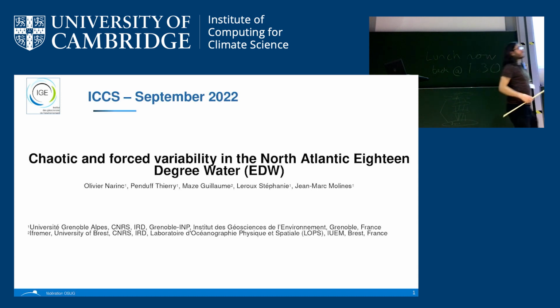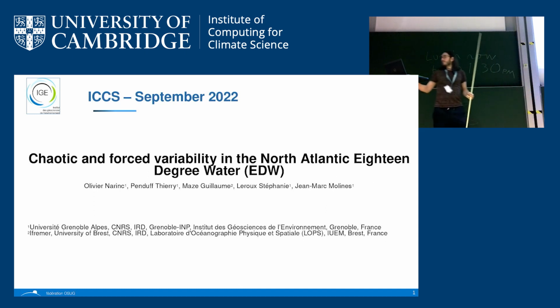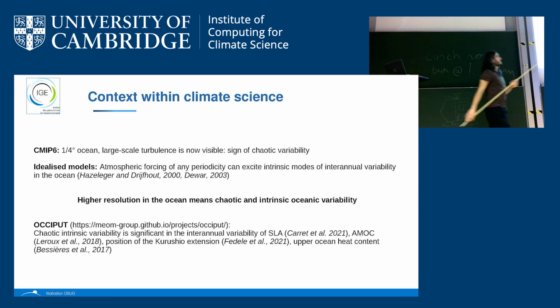Okay, so this is work I've been doing as part of my PhD in Brazil with the help of these great people. I'll be trying to describe why we're interested in chaotic variability in the real ocean. Hopefully you'll find it interesting. But first I want to give some context. Where does this fit in the general context of climate science?